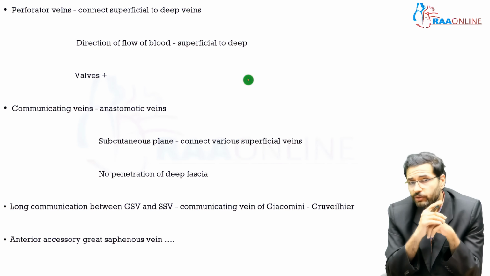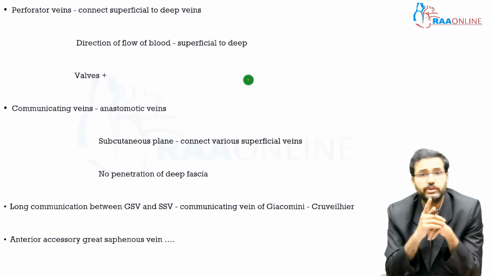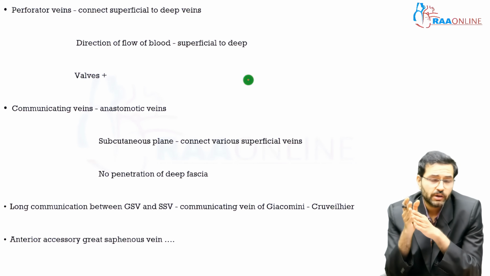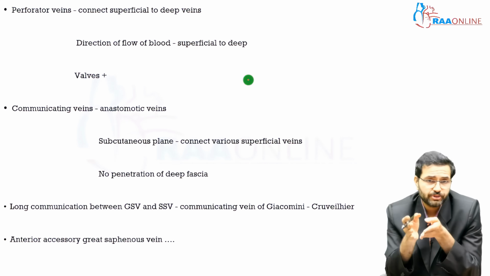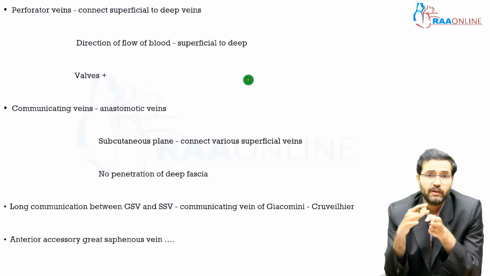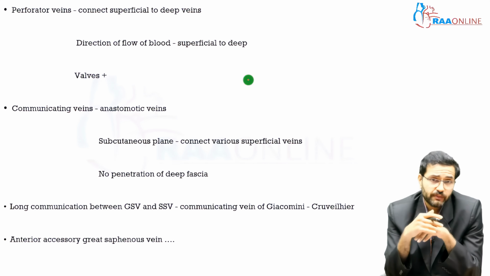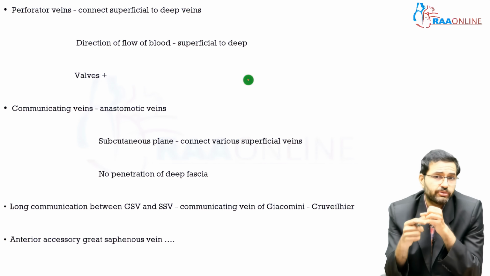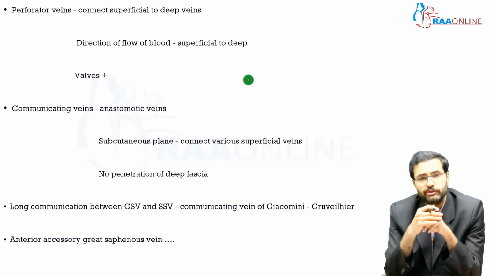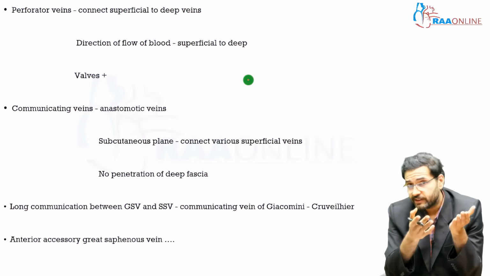The flow of blood is always from the superficial veins to the deep veins, because the deep veins tend to have lower resistance and lower pressures when compared to the superficial veins, and there is an intervening valve between them. This valve ensures that there is only unidirectional flow of blood from the superficial to the deep vein. So other than the perforator veins, you also have communicating veins, like I said earlier.